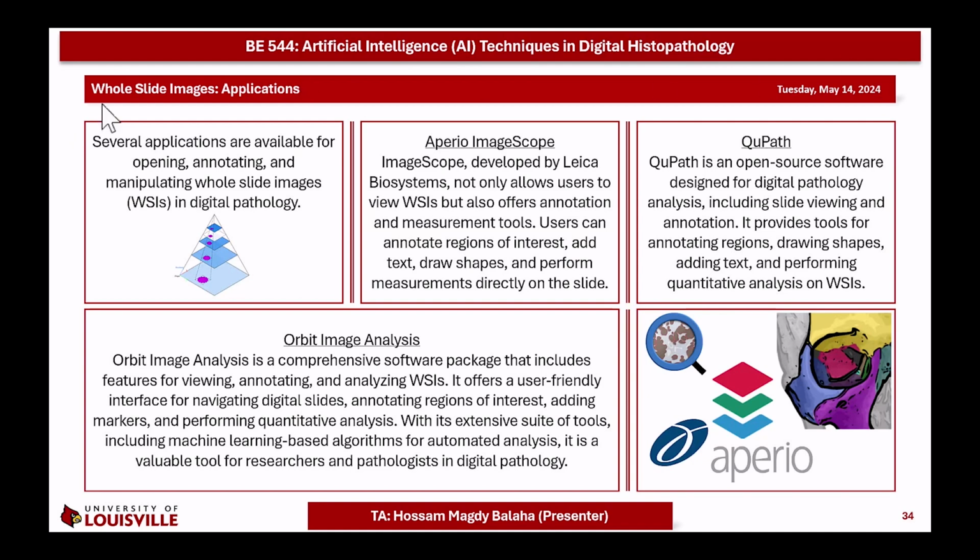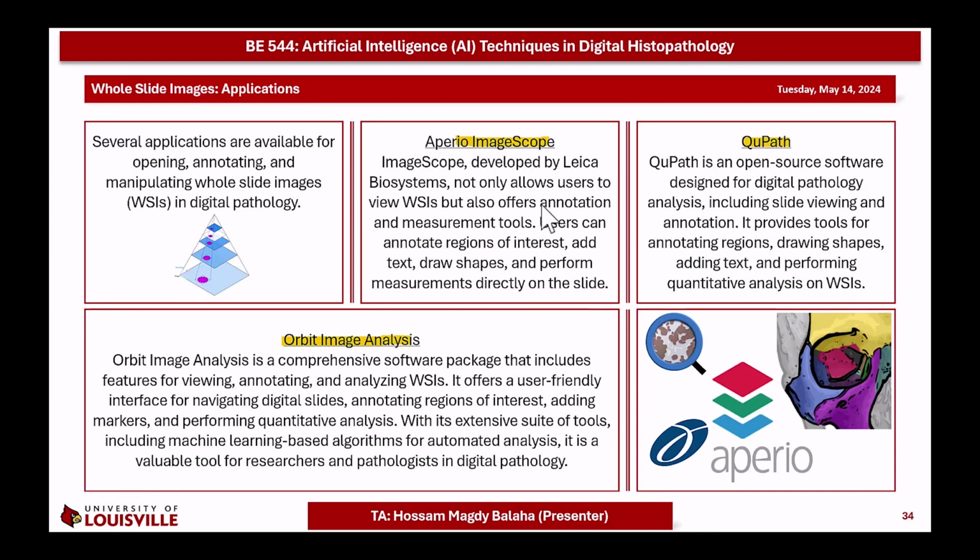Through the website, you are able to zoom in and zoom out. You can also apply some annotation and some processing on the data. But if you are going to work offline, you will need a software application on your device. Several applications are available for opening, annotating, and manipulating the whole slide image in digital pathology. The first one is Aperio ImageScope. The second is QuPath. The third is Orbit Image Analysis. We are going to work on each of them, download the whole slide image and import it in each of these applications, and get familiar with the different options in each of them.